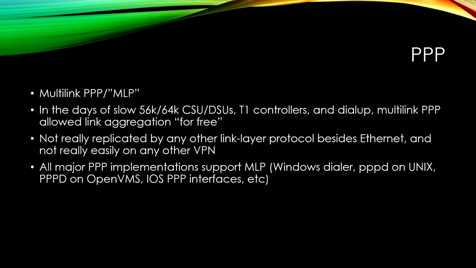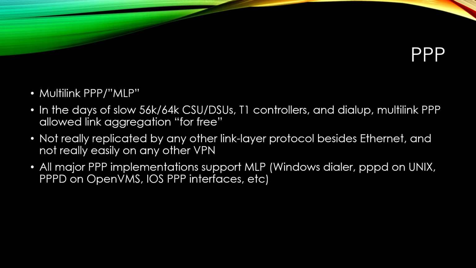PPP also has an amazingly useful feature known as multi-link PPP, or MLP. Not to be confused with, I believe there's a TV show that also has those initials. Multi-link PPP was great back in the days when everything was slower. So you had dial-up modems, and you had 56 and 64K CSU/DSU interfaces. You had T1 interfaces and E1 interfaces, which were just multiple bonded CSU/DSU 56 or 64K lines. And this really provided you a way to attempt to multiply your link speed with relative ease.